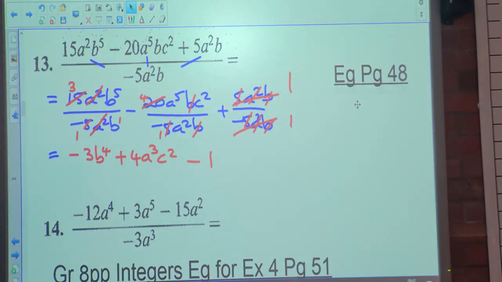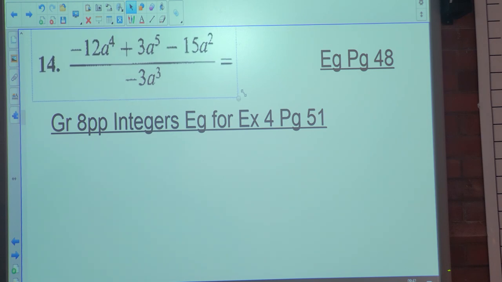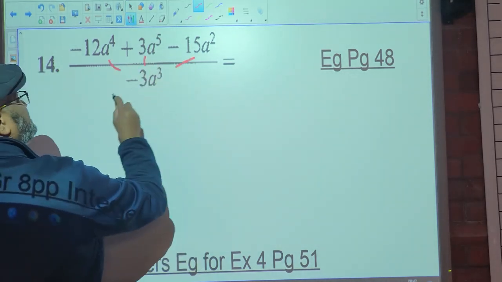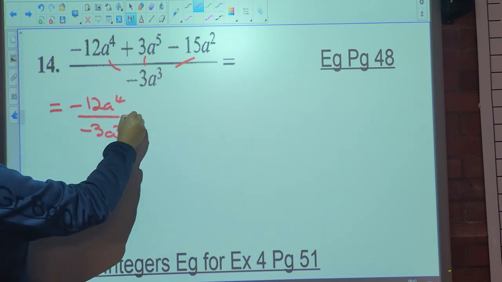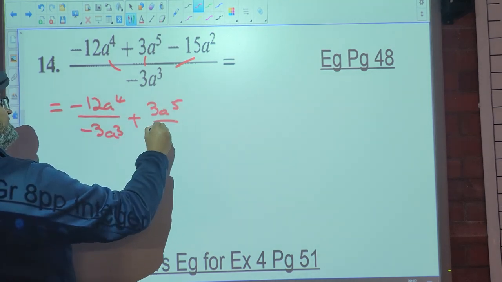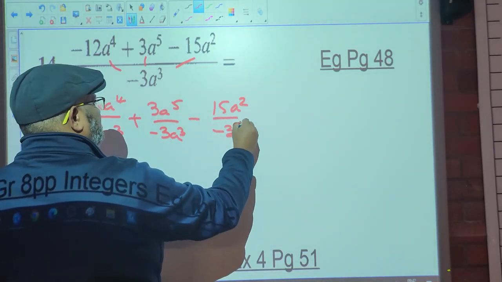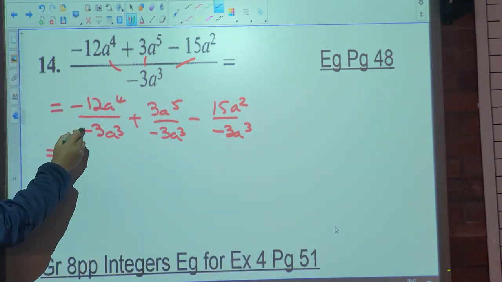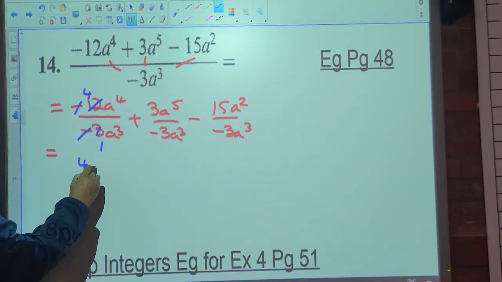Number 14. The last one on this page. So again, each one on its own. So it's going to be negative 12a4 over negative 3a cubed, plus 3a5 over negative 3a cubed, minus 15a squared over negative 3a cubed. Right. Negative divided by negative? Positive. 3 going into 3 once, 3 going into 12? 4 times. So it's 4.